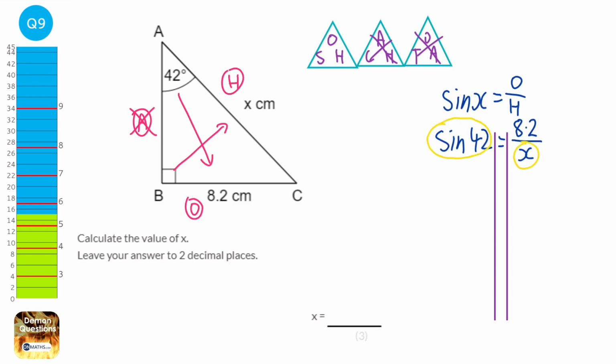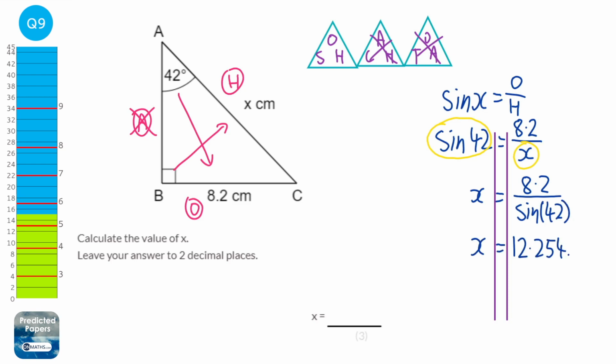Effectively what we're doing is timesing both sides by x and dividing both sides by sine 42. When you do that, you get x equals 8.2 over sine 42. Now be careful on the calculator here, because when you type in sine, it opens a set of brackets. Just be sure to close the brackets before you press equals. So we get x equals 12.254... and rounded to two decimal places, that's 12.25.